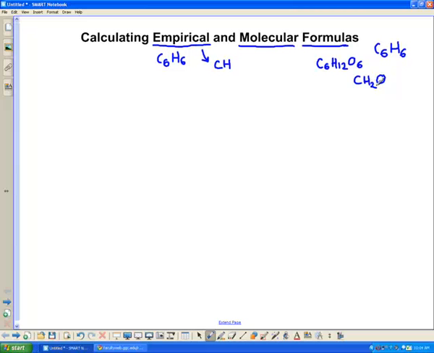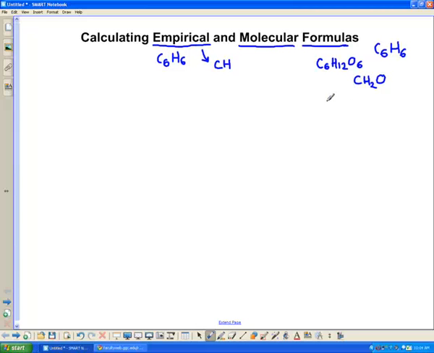Now, the thing to understand about the empirical formula is that CH2O is actually the empirical formula for a bunch of different molecules that all happen to have this ratio of atoms to each other. So the molecular formula is unique to every single molecule. The empirical formula actually can apply to several different molecules. Okay, so that's the difference between the two.